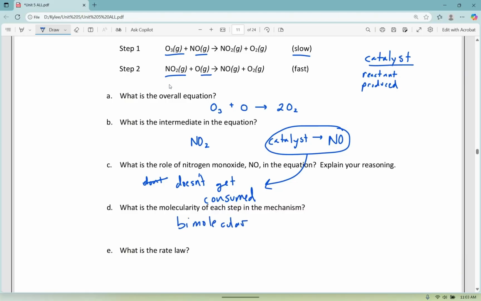And then finally, they want to know what is the rate law of this reaction. And we always base our rate law off of the slow step. So this is going to be rate equals k times ozone concentration times NO concentration.